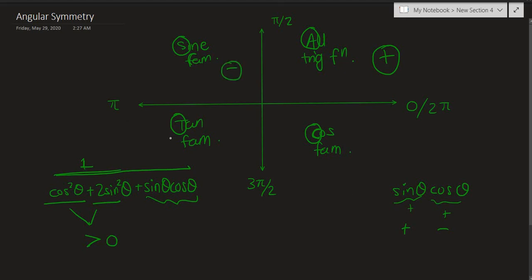Now notice from pi to 3 pi over 2, only the tangent family is positive. That means sine theta and cosine theta are both negative, because their tangent is basically their ratio, and the ratio of two negative numbers is a positive number. So that makes sense. Their product is going to be positive, since the product of two negatives is a positive. And then only the cosine is positive from 3 pi over 2 to 2 pi, and sine is negative, so their product is going to be negative.